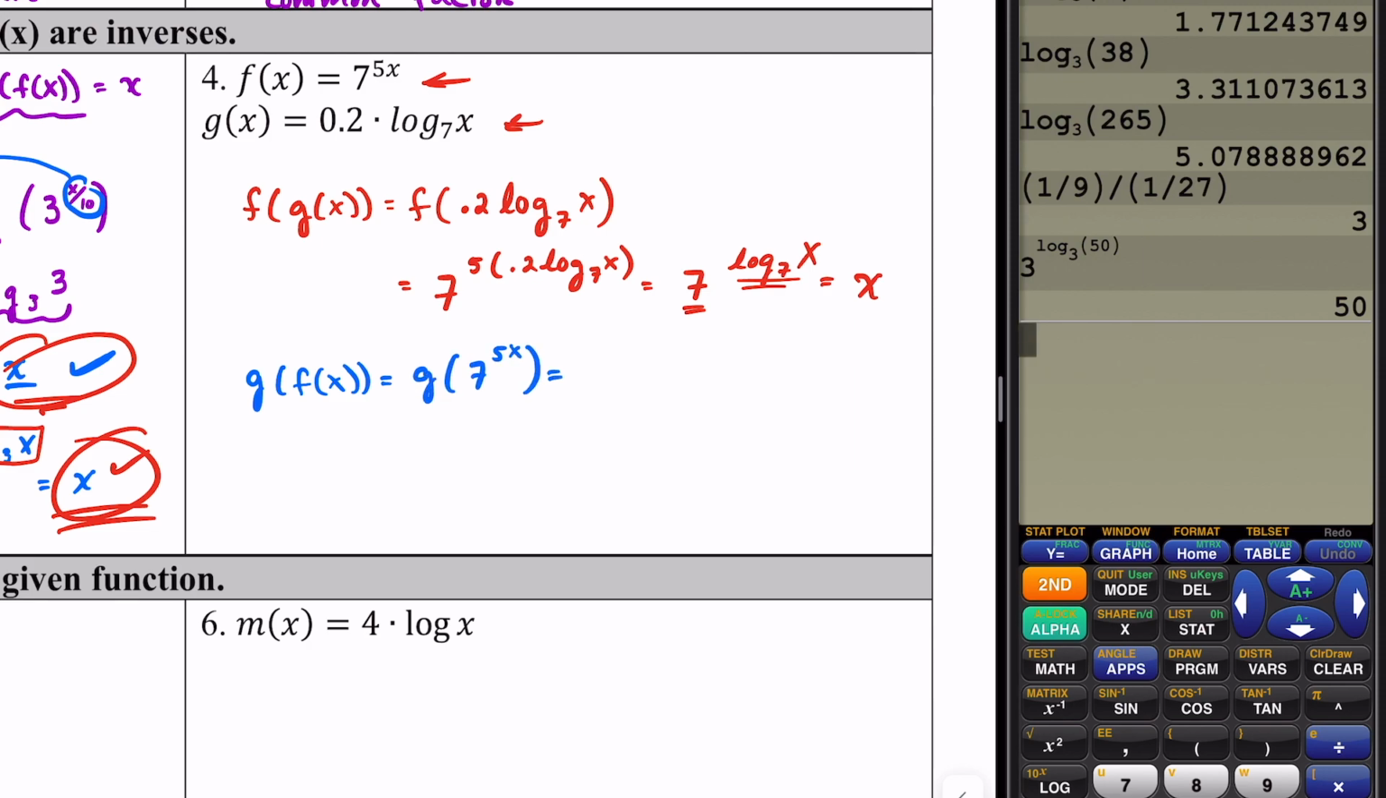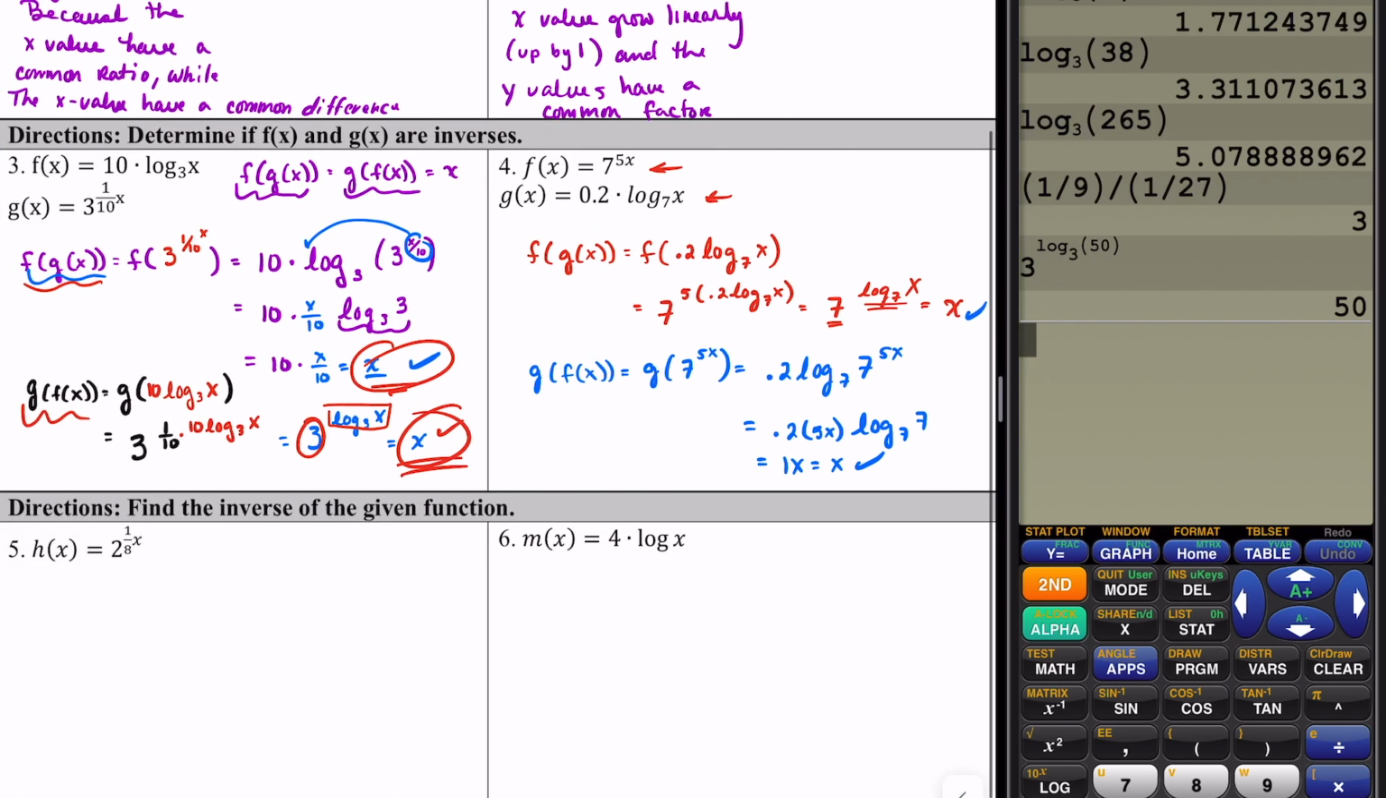There we go. And I get 0.2 times the log base 7 of 7 to the 5x. The 5x gets to come out front and be multiplied by the 0.2. Log base 7 of 7 is just 1, so this is also 1x, or just x. Check, check. They are inverses.